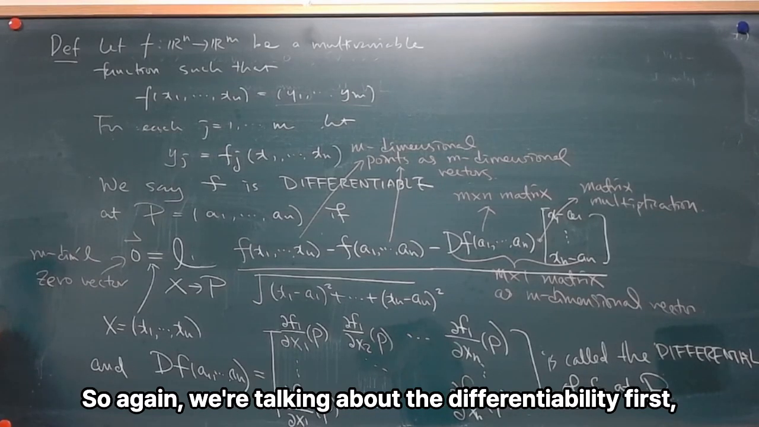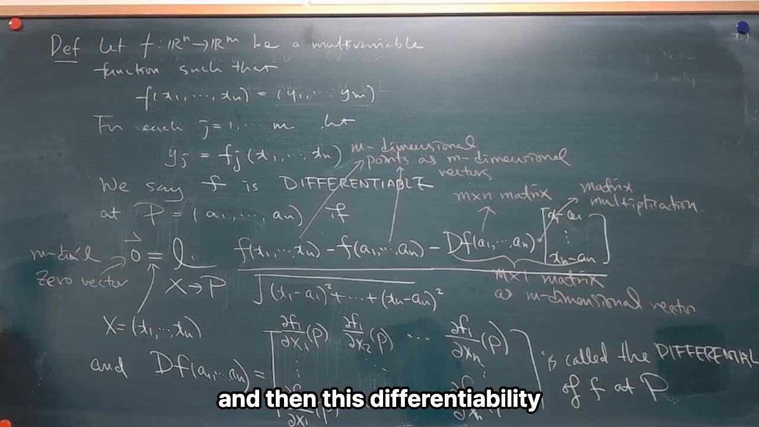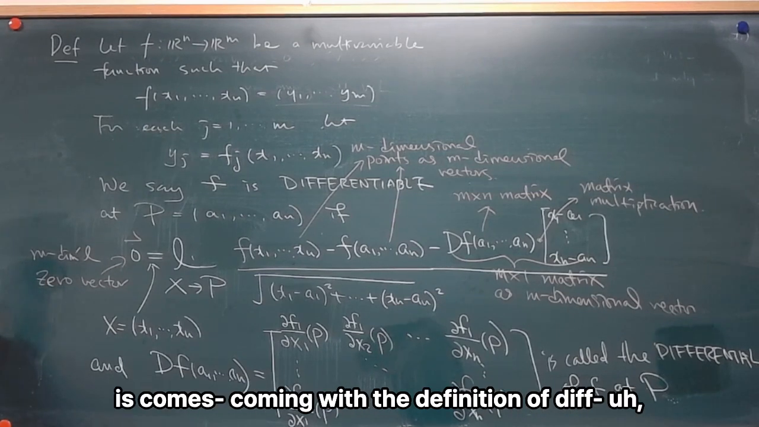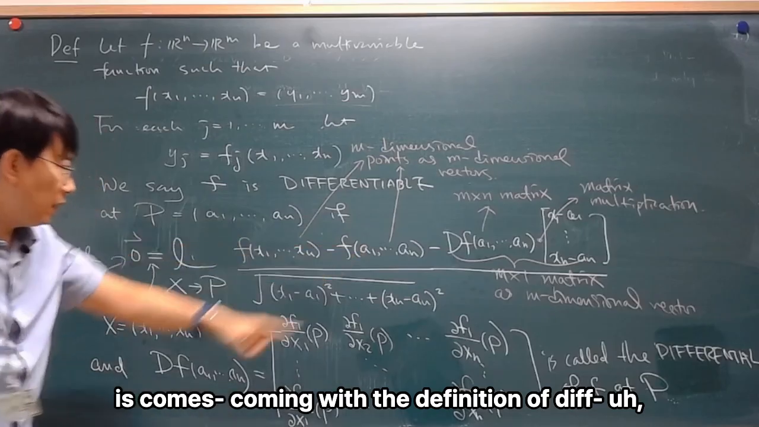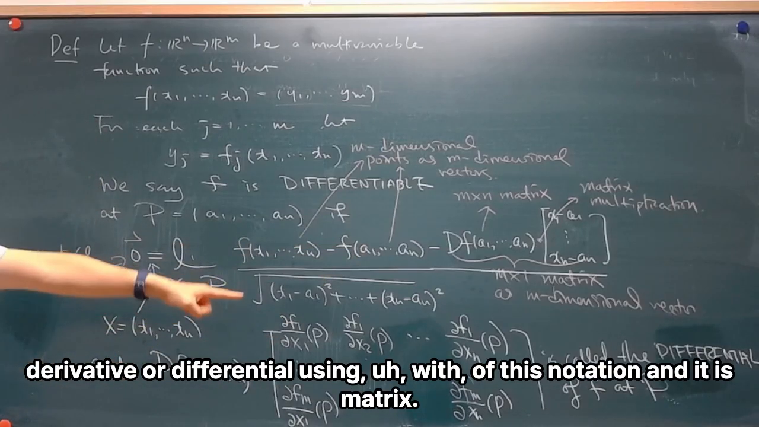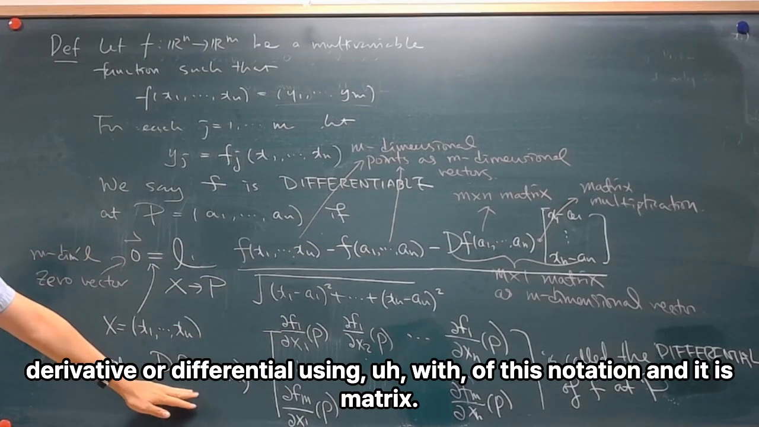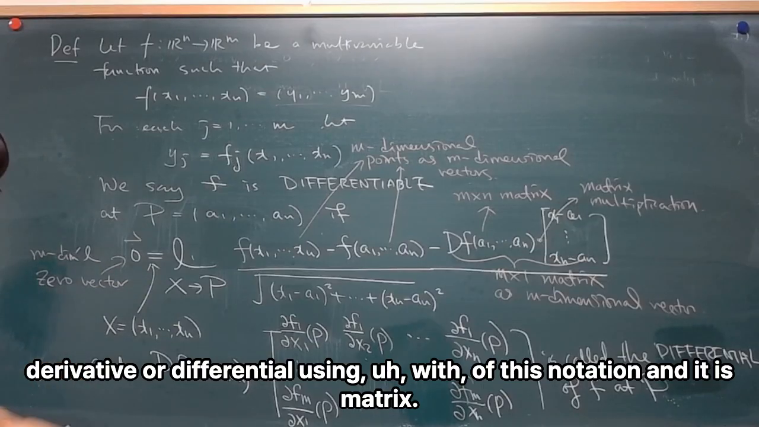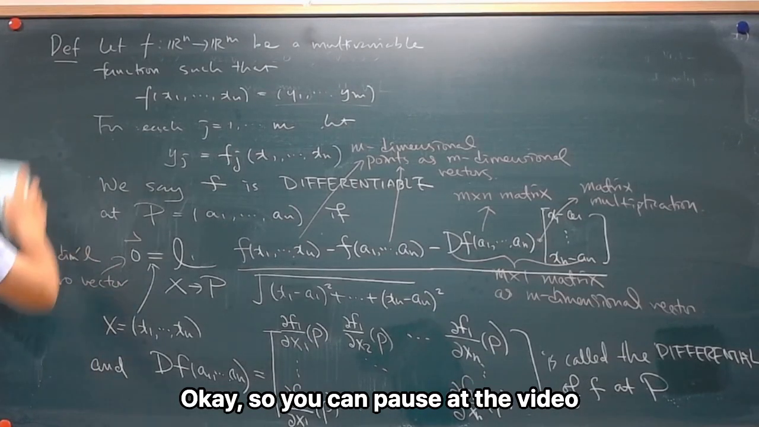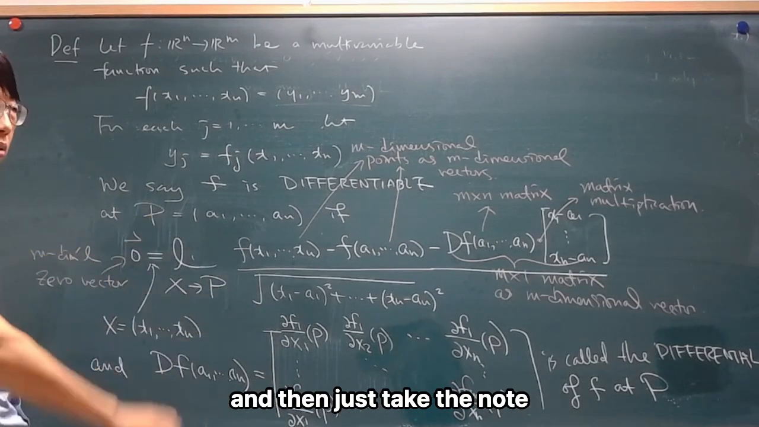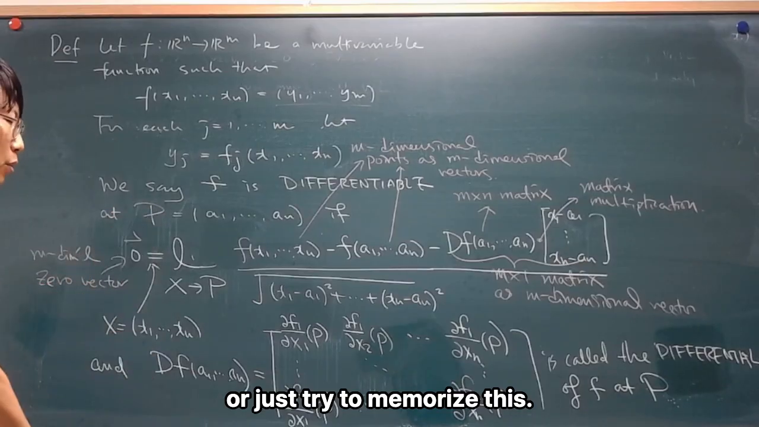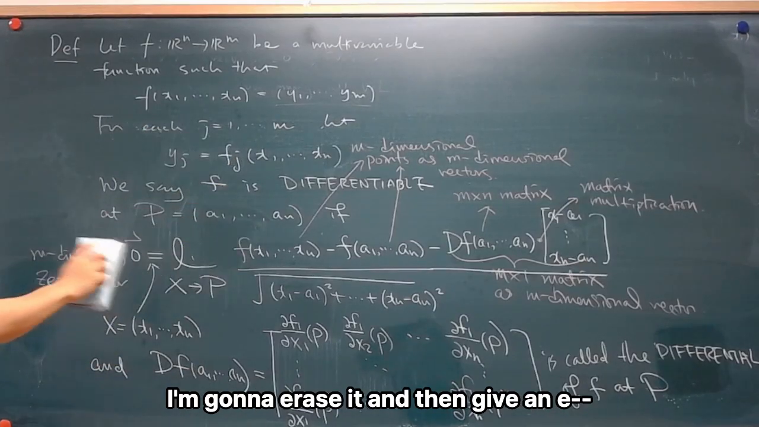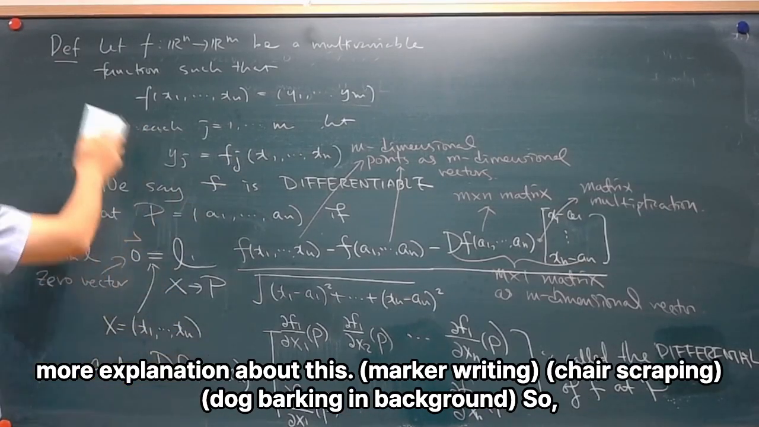So again, we're talking about differentiability first, and this differentiability comes with the definition of the derivative or differential using this notation, and it is a matrix. Okay, so you can pause the video and take notes or just try to memorize this. I'm going to erase it and then give more explanation about this.